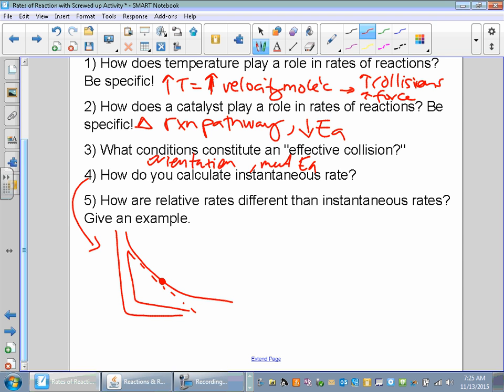Miles per hour. Okay, so in everyday life, our rates are distance over time, right? So rates are just always a comparative of something changing over the change in time. It's always relative to time. But in chemistry, we don't really go a distance, right?